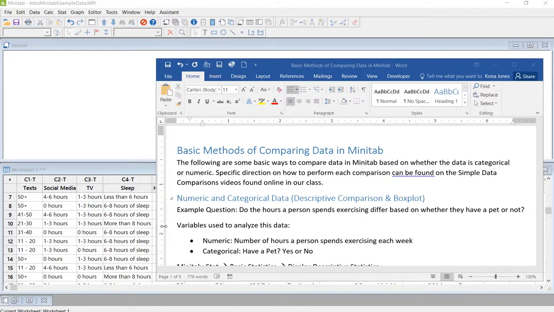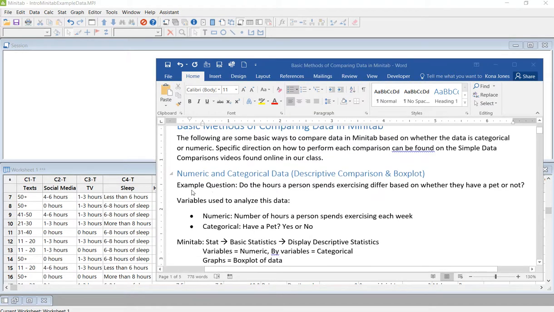Everyone, this is Kona, and in this video we're going to talk about numeric and categorical data, so how you can analyze it, and specifically we're going to be doing this with descriptive comparison and a box plot. So big thing here, you do need numeric and categorical data. The example question we're going to be looking at is, do the hours a person spends exercising differ based on whether or not they have a pet?